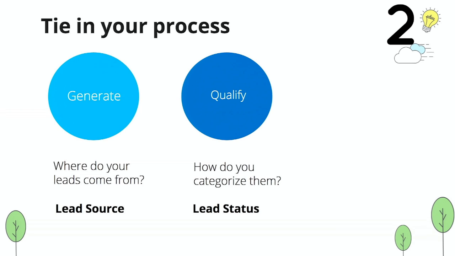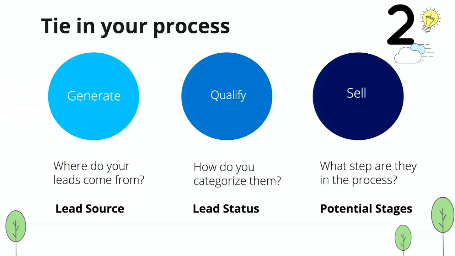Okay, and then the last one is a little bit further in the process. Once you do qualify them and they're ready to roll, and you convert them into a contact account and create a potential for them, what step are they in the decision-making process? Do they need a price quote? Do they need a demonstration? Those types of things. Are they looking to negotiate the price? So that's what we call potential stages inside the CRM, right? So those are the three things that you can actually modify to fit your sales process inside the system, okay? So let's take a couple of seconds to go over that.